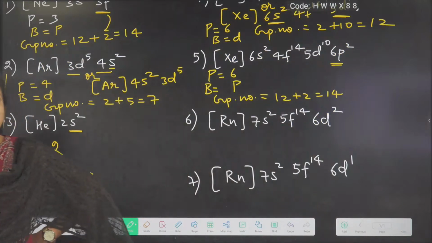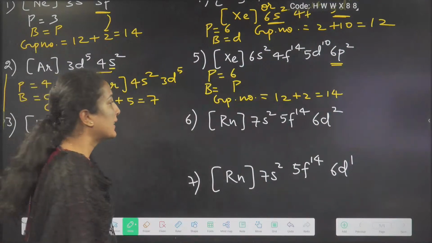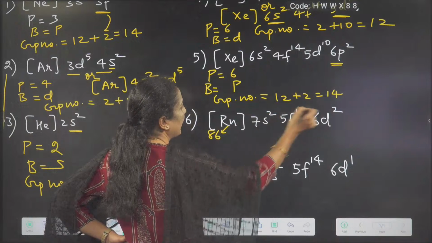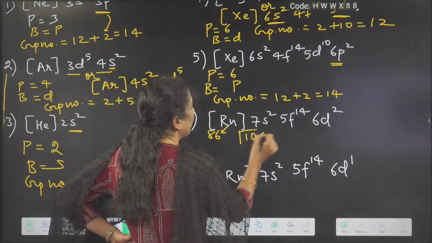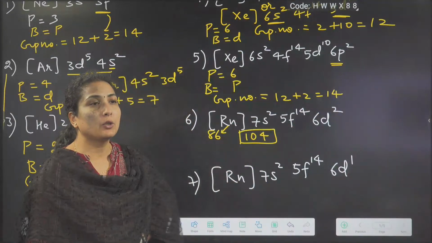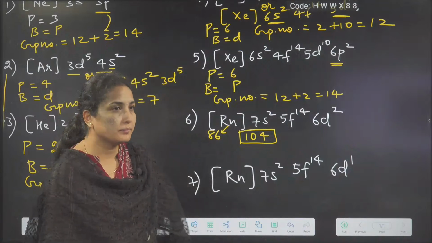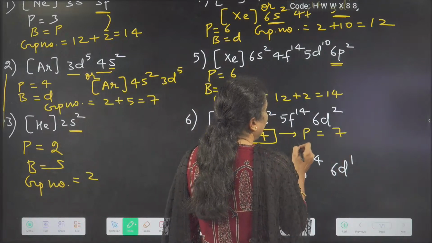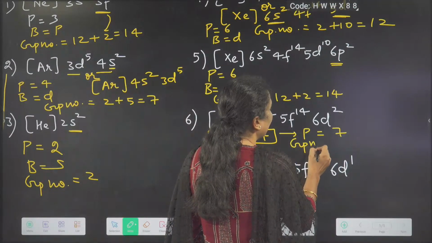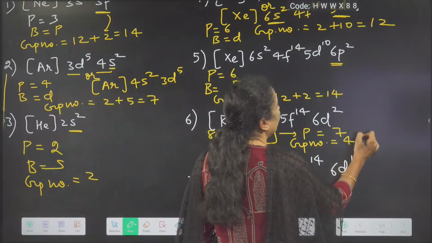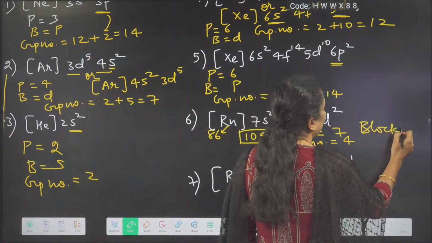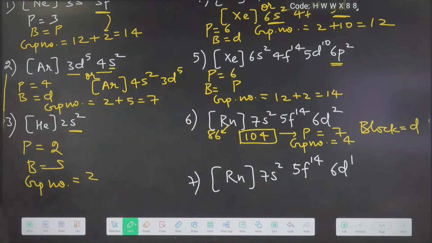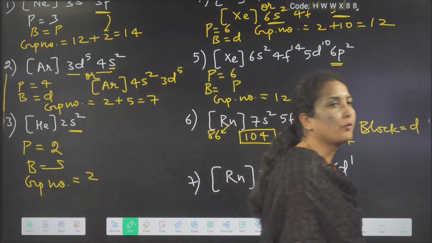Now, with the 6th and 7th, for the 6th one, what have you done? 86 here, 86 plus 14, 100, and in total you are having 104. This is the element which I have given you. And you know that 104 is Rutherfordium, right? So you know that the period is 7th here. And what is the group number here? The last 2 digits you can write down, which is 4 here. And then the block will be D block. Able to get it? This is always going to avoid any kind of confusion.